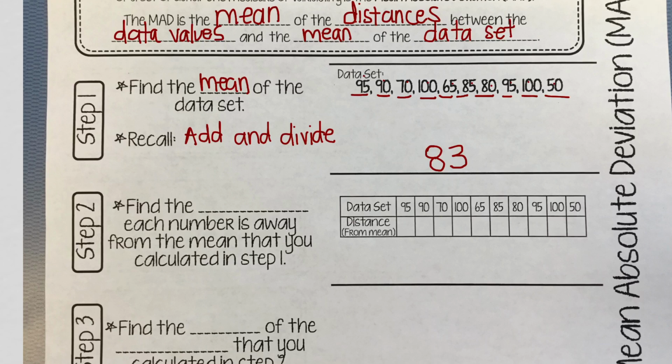Is there an outlier there? Yes. What? 50. 50, right? 50 is pretty low. Okay. All right, now you're going to find the distance.